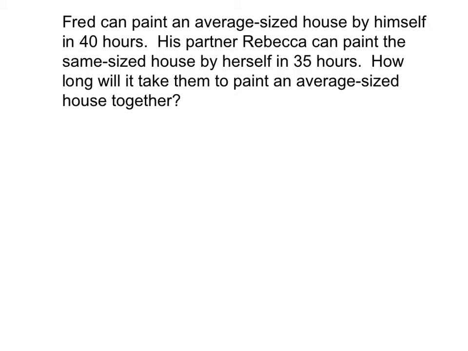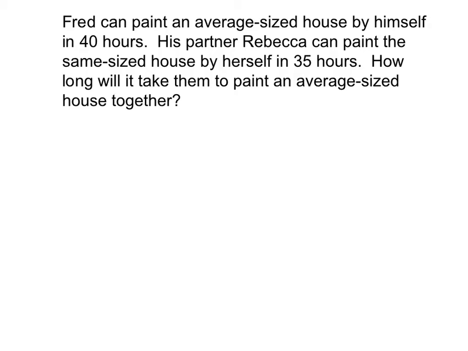So here's an example of a very typical work type related problem. Fred can paint an average sized house by himself in 40 hours. His partner Rebecca can paint the same sized house by herself in 35 hours. How long will it take them to paint an average-sized house together?